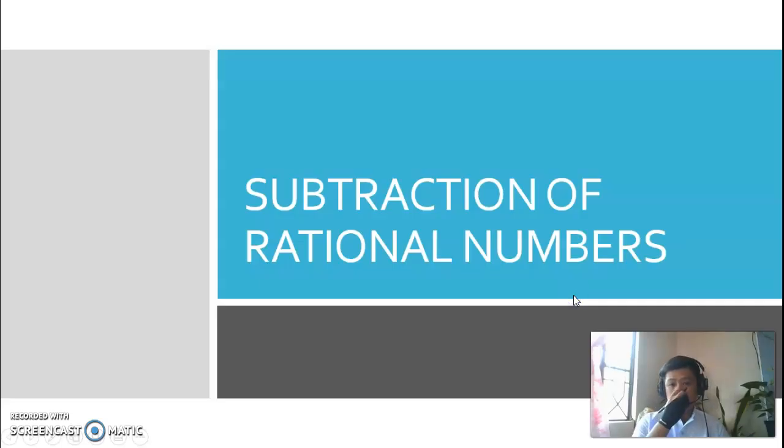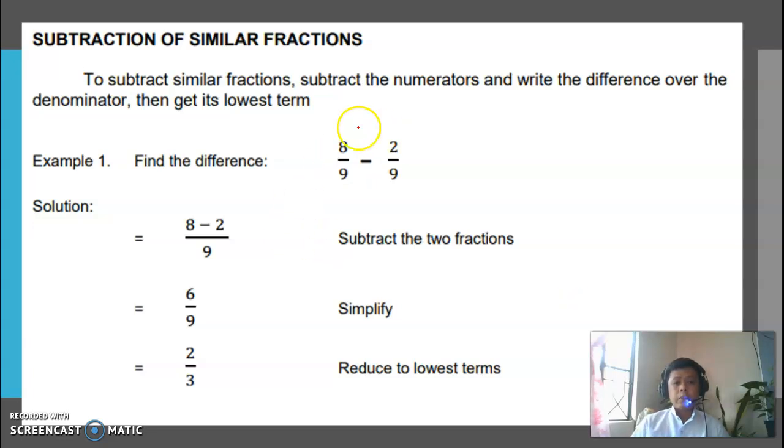Next, subtraction of rational numbers. To subtract similar fractions, subtract the numerators and write the difference over the denominator, then get its lowest term. So, ito ay similar fractions. Magkamukha sila ng denominator.